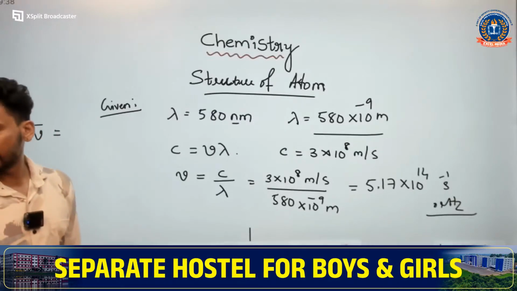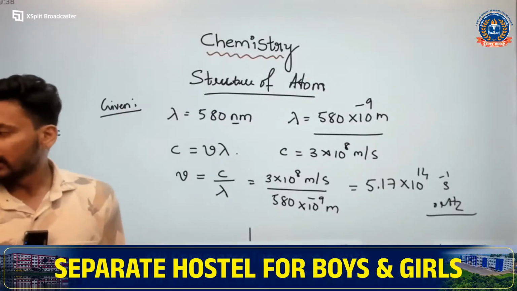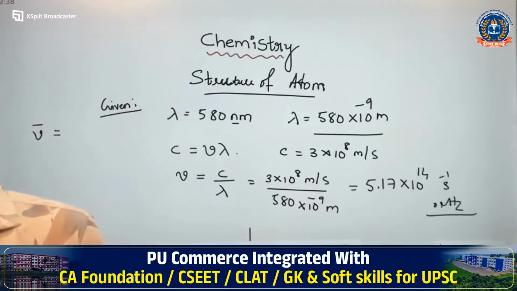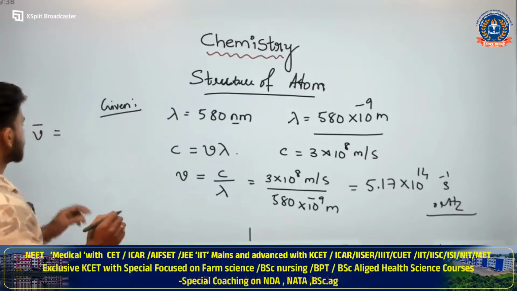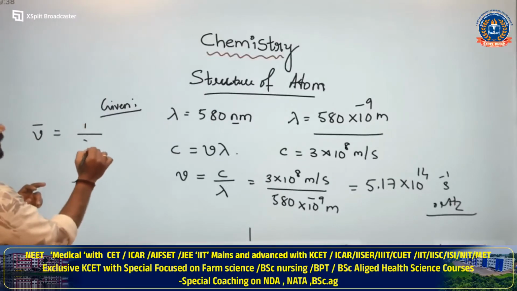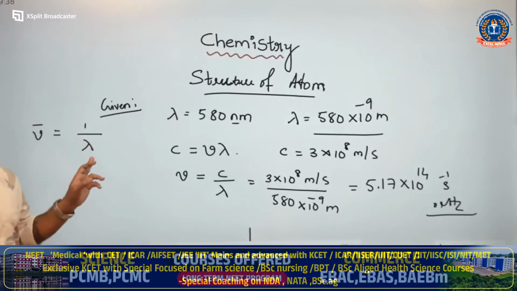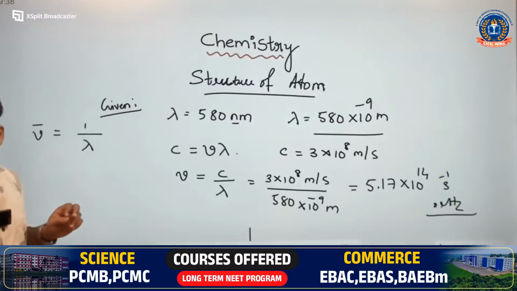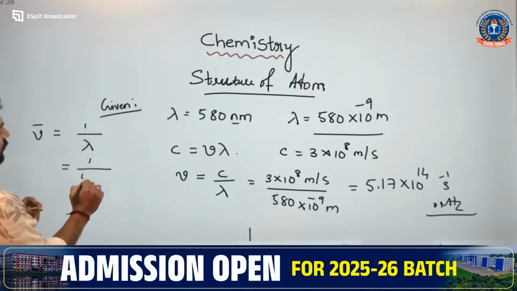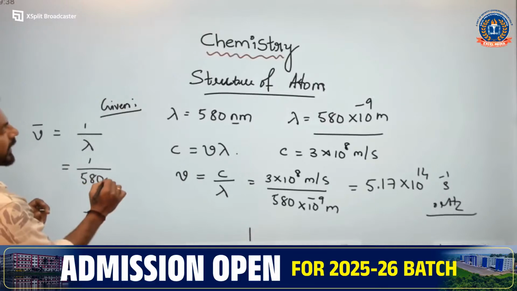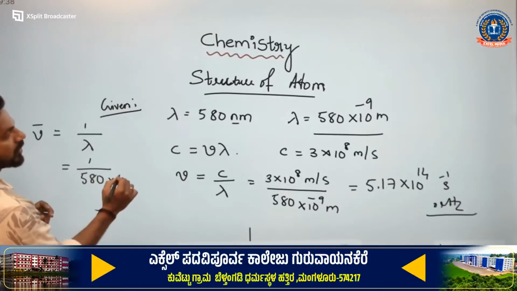Yes, correct Siri, yes Hemanth, Pragati, everyone is giving the correct answer. Suryaprakash, everybody is giving the correct answer. So mu bar is equal to 1 by lambda. Can you do 1 by lambda? Yes, correct Monisha, 1 by lambda you can do it. What is 1 by lambda? 1 by 580 nanometer, that is 10 to the power minus 9 meter.